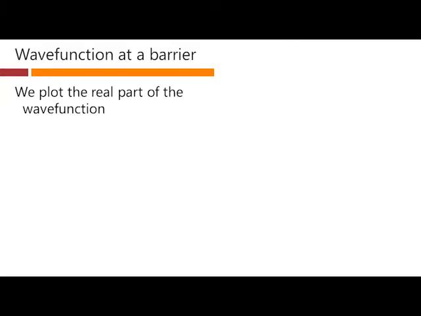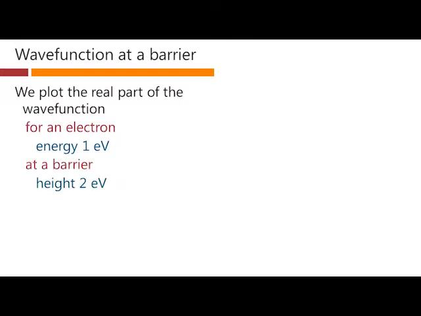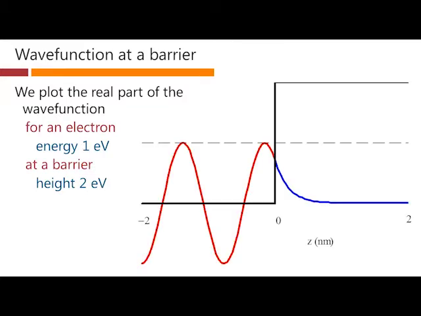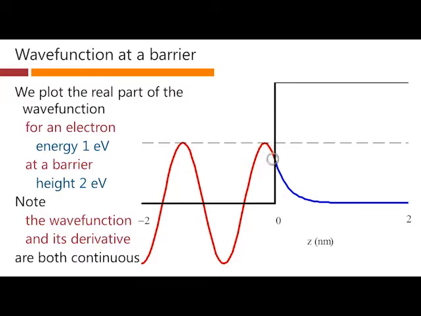Let's plot the real part of the wave function here as an illustration. We're going to take an electron of energy 1 electron volt and a barrier of height 2 electron volts. And here's what that wave function would look like. On the left we have this sinusoidal-like real part, or cosinusoidal part, and we have our exponentially decaying part in there. Note that the wave function and its derivative are both continuous. So the height of the red line and the height of the blue line are the same at this interface, and also you can see the slope just goes straight through here.